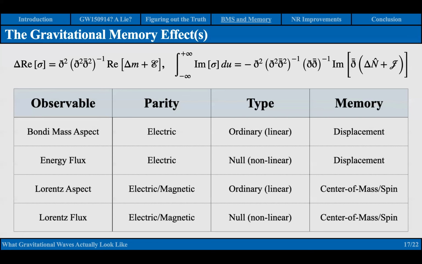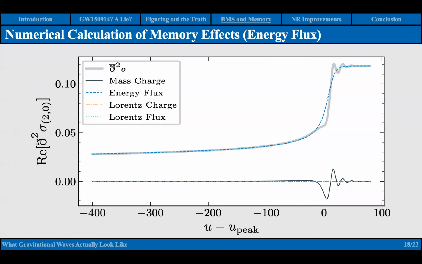Okay, so what these look like in the waveform. I already showed this is what the displacement memory looks like. It's entirely sourced by this energy flux. These oscillations at the peak of the strain just correspond to your permanent black hole ringing. So these are what you would model with quasi-normal modes.